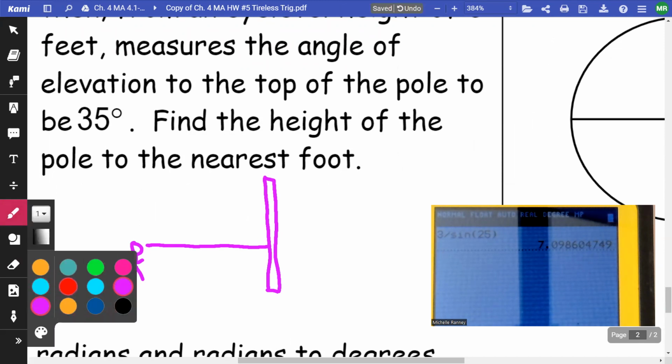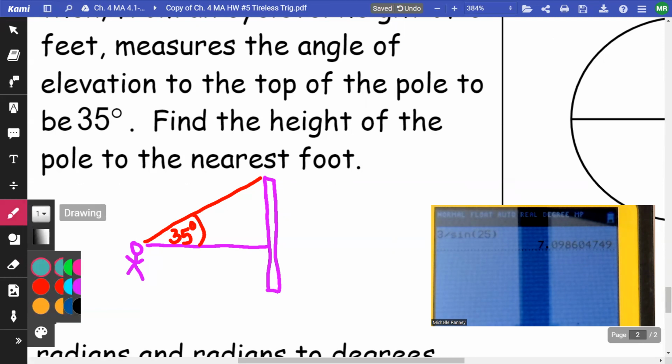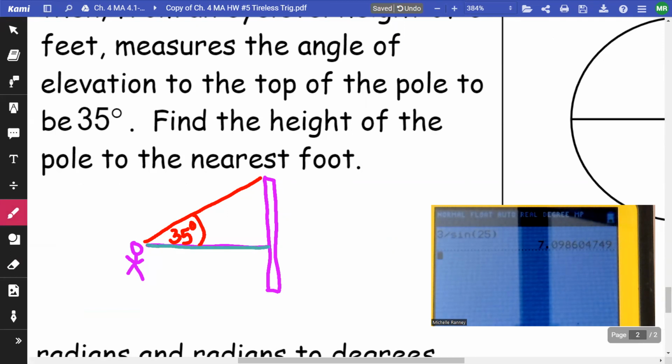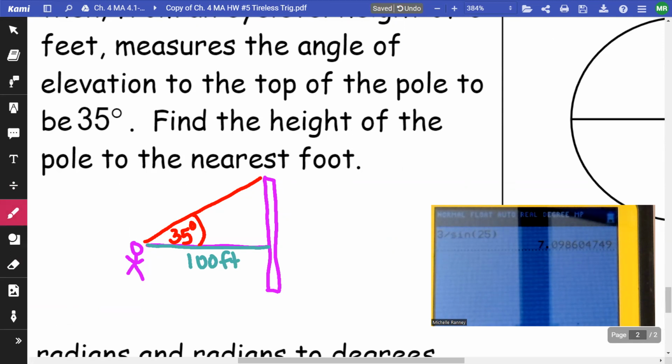And if they're looking up at that pole, this is at the top of it, that's going to be a 35-degree angle. We know that they are going to be 100 feet away from this. We also know that the distance from their eyes to the ground is 5 feet. So over here, this is going to be 5 feet. So we are trying to find the height of the pole.